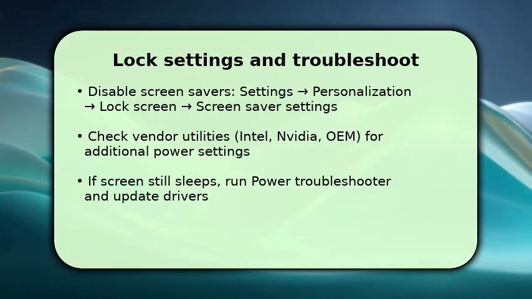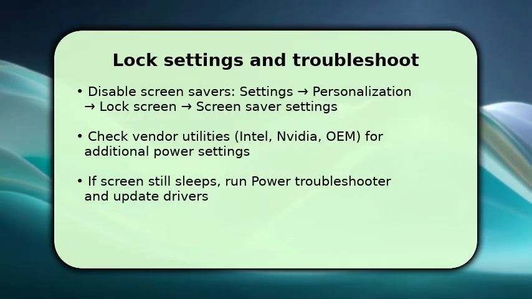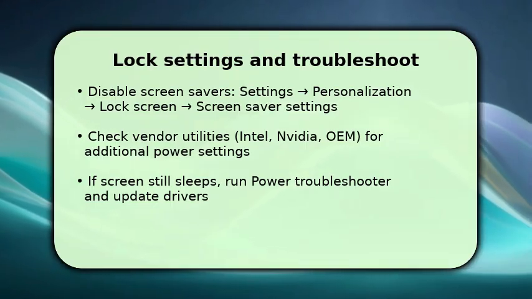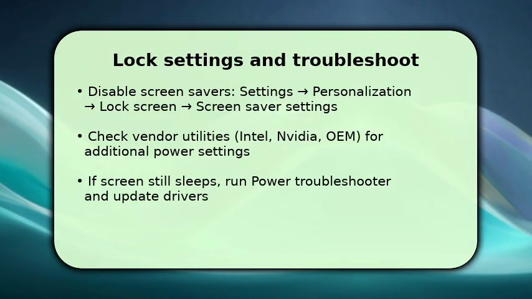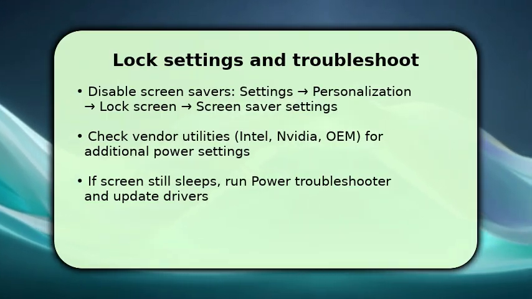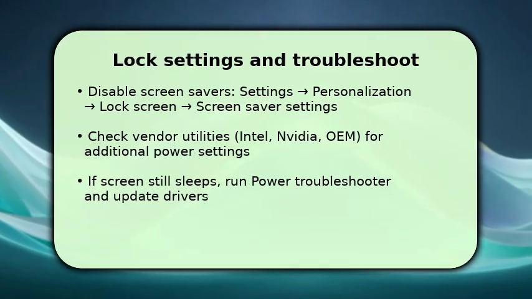If the screen still turns off, run Windows Power Troubleshooter and update display drivers because faulty drivers can trigger sleep. One key troubleshooting tip: test in safe mode or a fresh user account to isolate third-party apps that may force the screen to sleep.